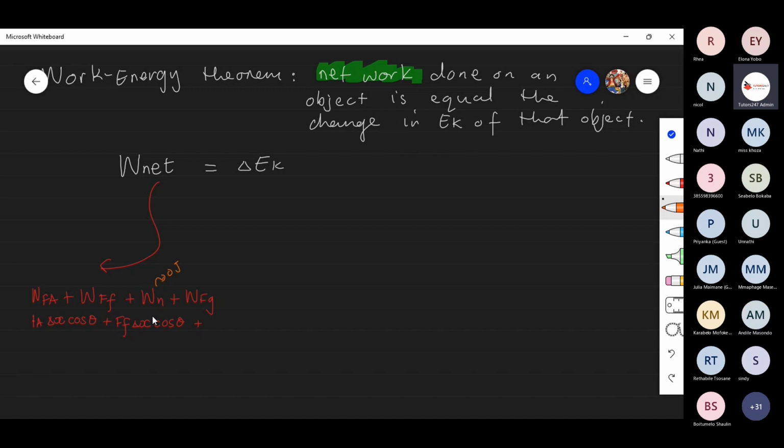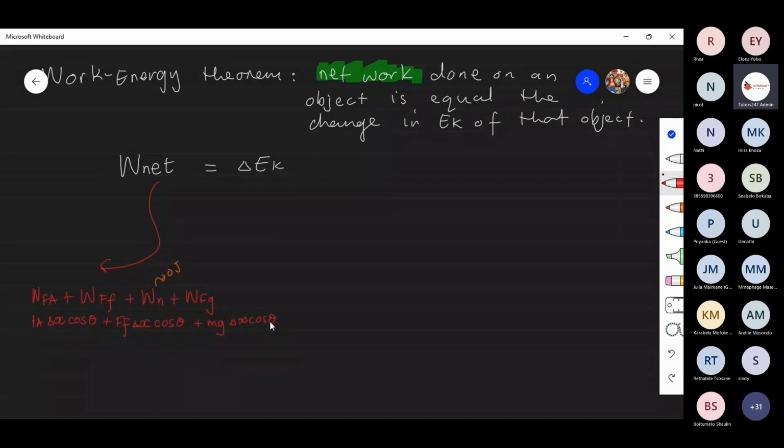If you have an angle of 90, cos of 90 is going to give you 0. So always remember that work done by normal force is just going to be 0. So I'm going to exclude that. Now let's have a look at work done by Fg. We can break that up into mass times gravity times displacement times cos of theta. Now that is the work calculations that we are familiar with.